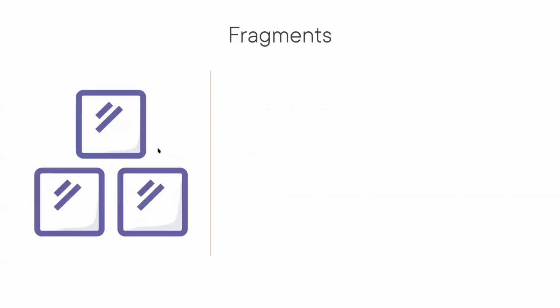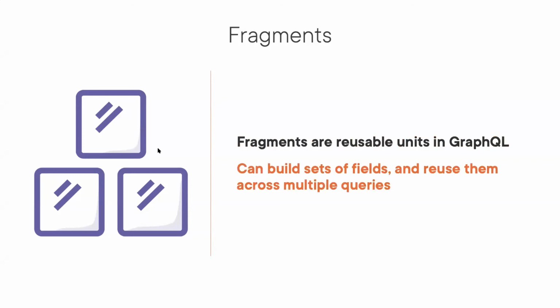All right. Now, another important concept of GraphQL is called fragments. And fragments, you can think of them as functions. So whenever you have a large query that you're planning to reuse in multiple places, you can paste all of that query in a fragment and reuse that fragment. So it's essentially just like a function in a programming language. Fragments are like functions, and they're reusable units in GraphQL. You can build sets of fields and reuse them across multiple queries. So let's see how we can do that.